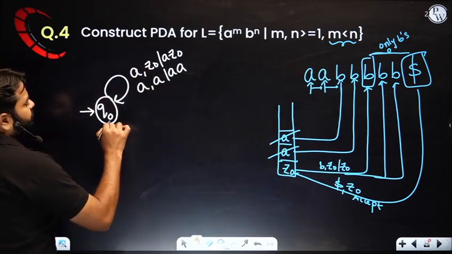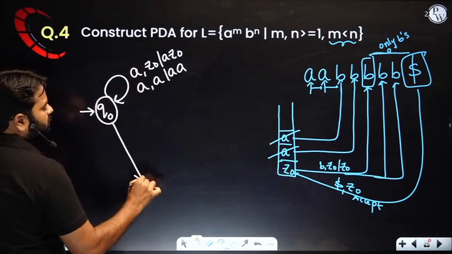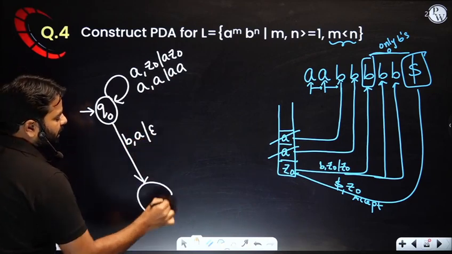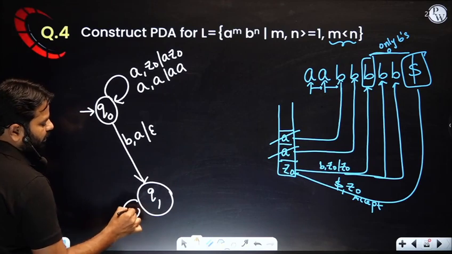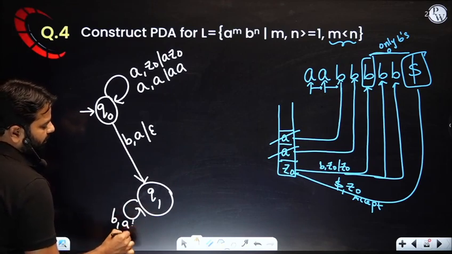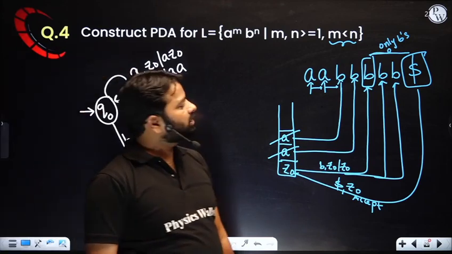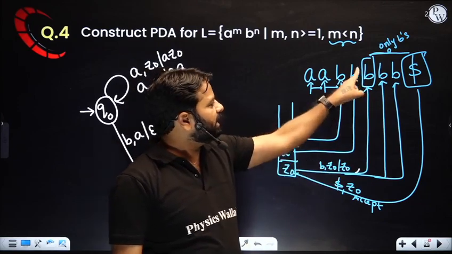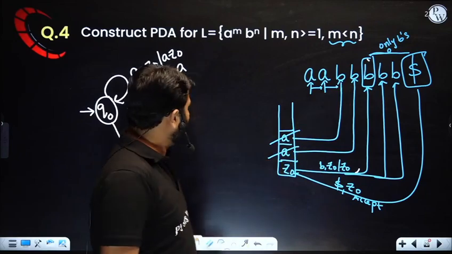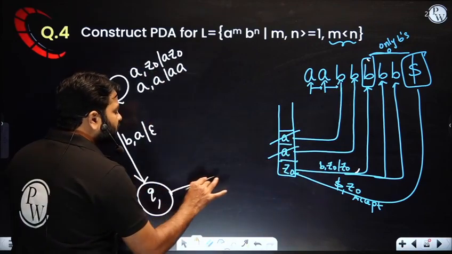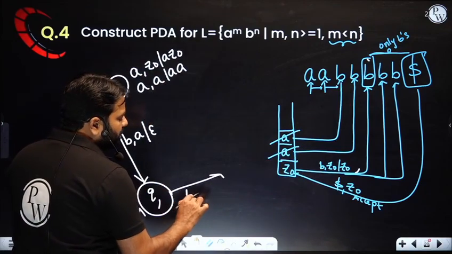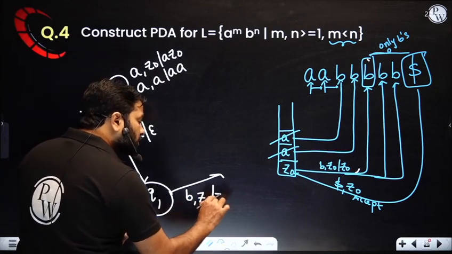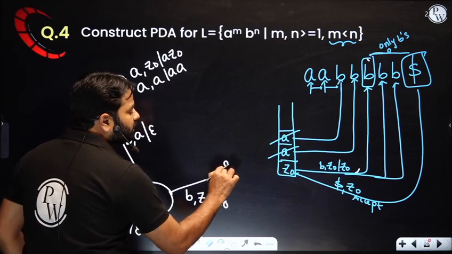Then when the B comes, pop one A, every B pops one A. But now dollar comma Z naught will not happen. What happens? B comma Z naught. So this is the important situation. From here, when you face a situation like B comma Z naught, at this time, keep Z naught only. Why is that?